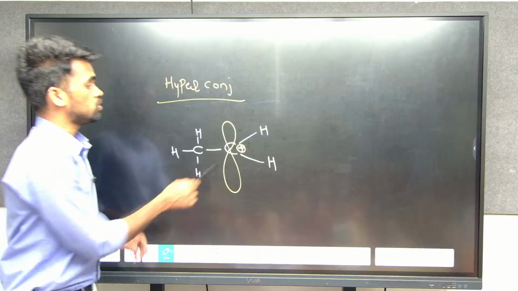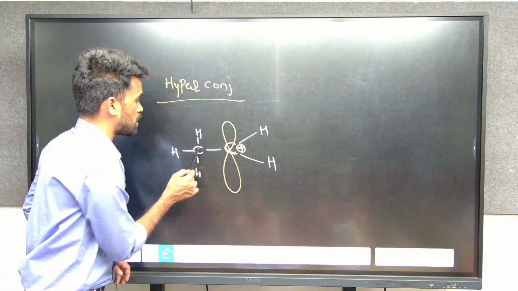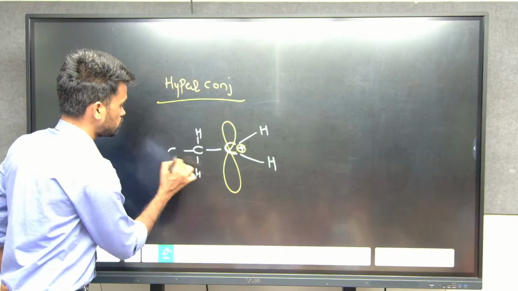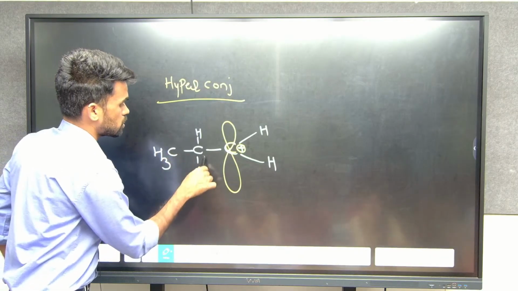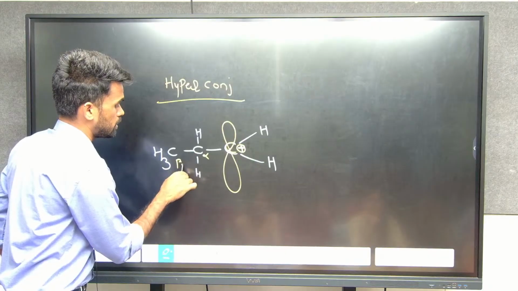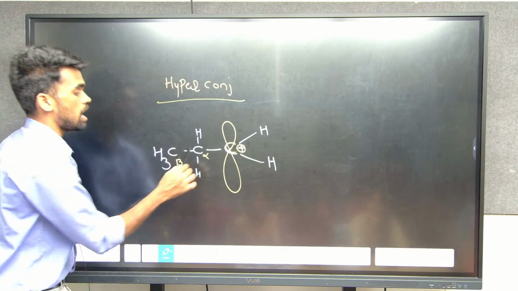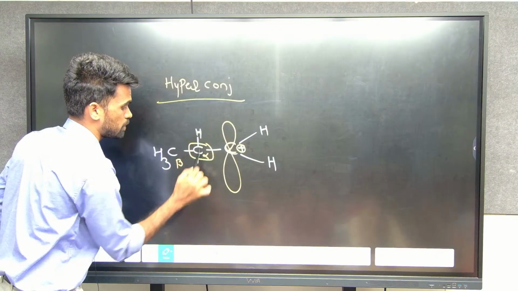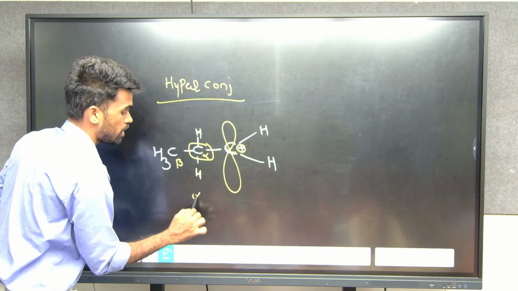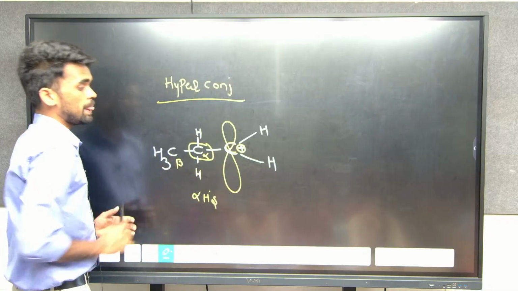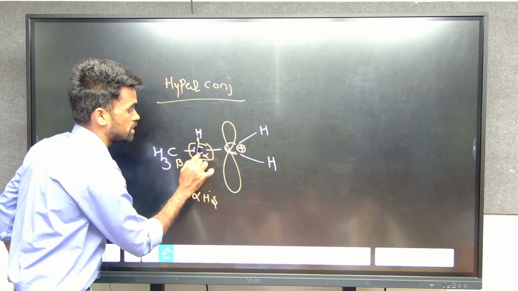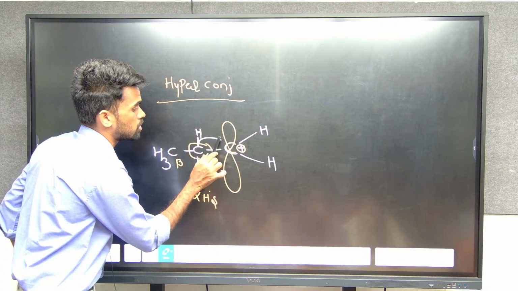See, to this carbocation an adjacent carbon is there. That is called alpha carbon. This is called alpha. This will be beta. Now on this alpha carbon, any hydrogens that are present are called alpha hydrogens. So to this empty orbital, this alpha hydrogen's CH bond, that sigma bond's electrons are donated.